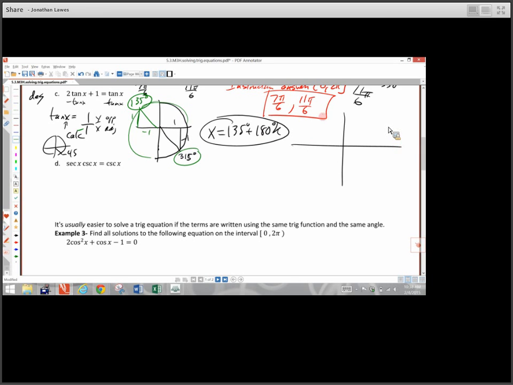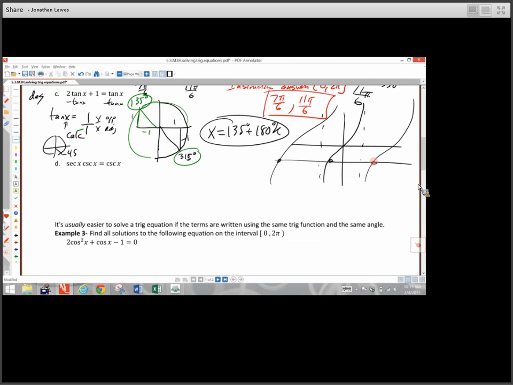So if I were to graph one period of tangent, it looks like this, right? And it's going to run into -1 right here. But if I graph another one over here or over here, how far is it from here to here? It's pi. It's 180 degrees. Because the period on tangent is pi, that's how often these answers are going to repeat.